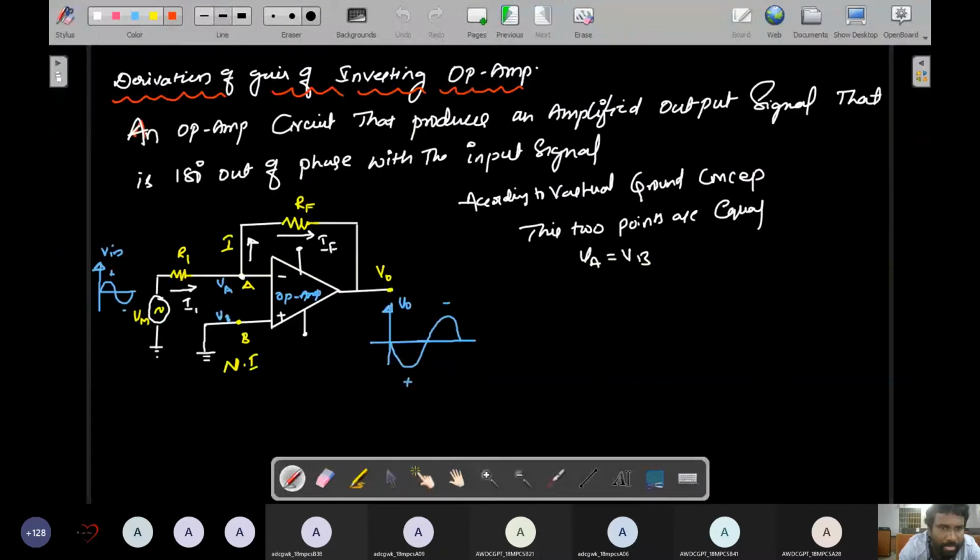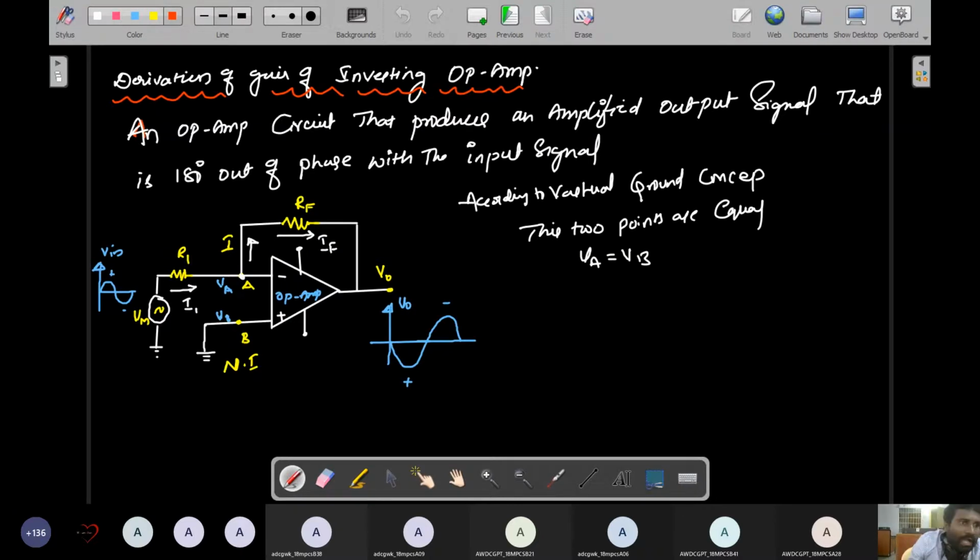Now we shall discuss the derivation of the gain of the inverting operational amplifier. Yesterday I stopped at the figure right here, so right now I'm explaining this topic once again. So what is an inverting operational amplifier? First of all, we study the definition of the inverting amplifier.